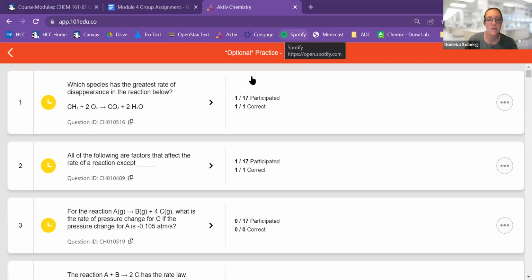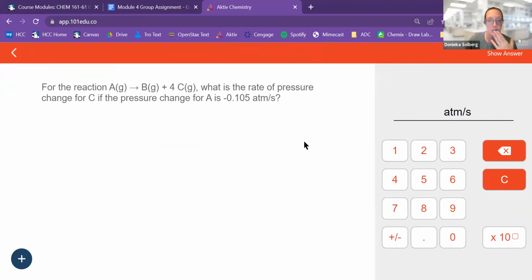So I'm making this quick video to clarify the difference between a rate and a rate law. A rate is how fast the reaction is going, right? I'm going to look at number 3 on the practice to show this.